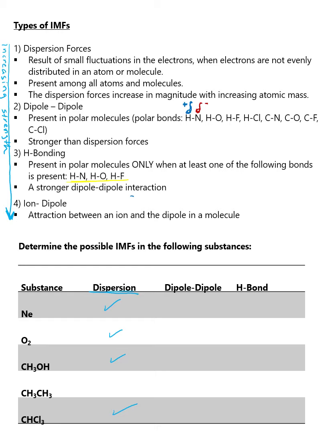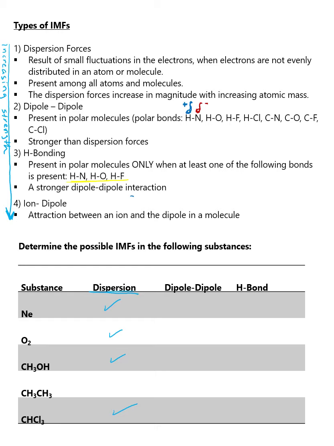Now for dipole-dipole, remember, for you to have dipole-dipole, you need to have one of your polar bonds present, at least one of them. If you check the first substance listed there, that's neon. Your element neon is not bonded to anything else. So you have a container with only neon present. The only type of attraction that you're going to have between your neon atoms in the container is dispersion forces, the one that is due to the movement of electrons.